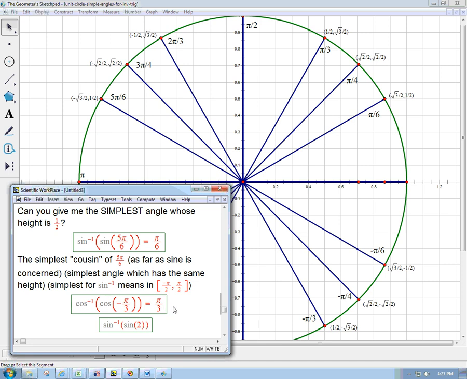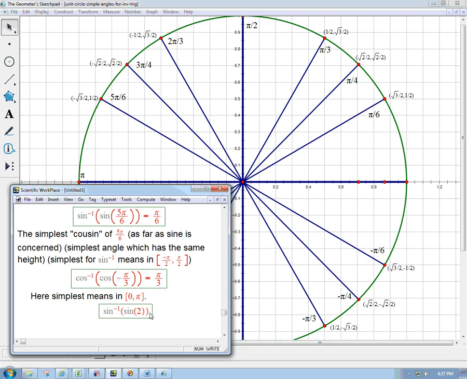And so here, this is the simplest angle which has the same x-coordinate. And here, simplest means in 0 to pi. Okay, so the only answers you should ever get for an inverse cosine are 0 to pi, and the only answers for an inverse sine should only ever be minus pi over 2 to pi over 2.